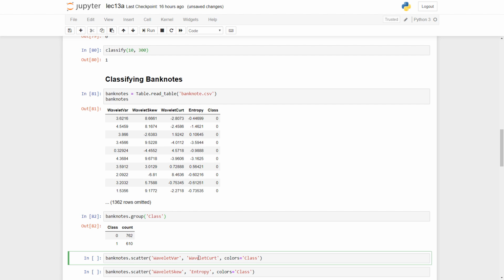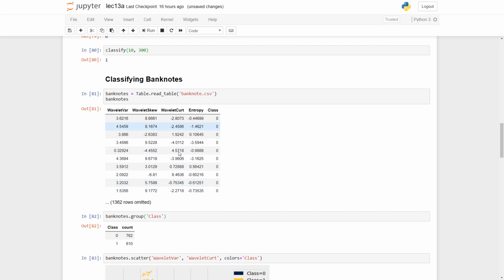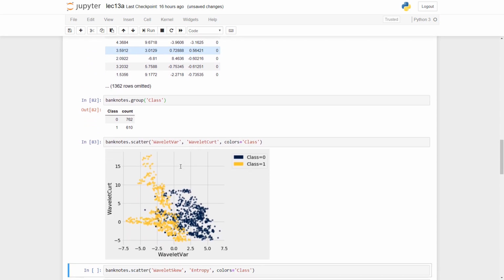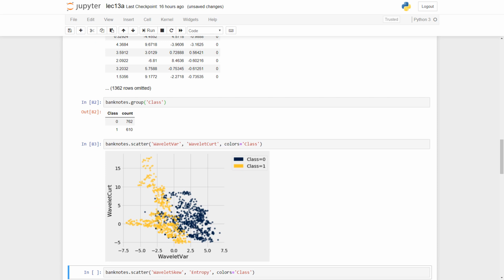Now let's do something similar to what we did in the previous example. Let's look at 2 attributes together and see if we can find a pattern in the data that will help us distinguish between the 2 classes. So we'll try wavelet var and wavelet curt here. These are the first and the third columns. We will see that it is not easy to find a way to distinguish between the two classes here because they mostly overlap. Even if we said that in this area it is of class 0, still there are some of the points here that are on that side.